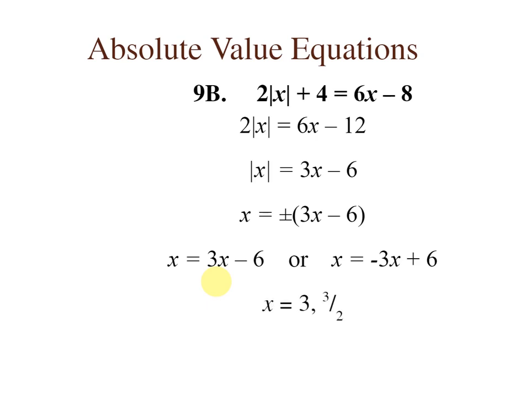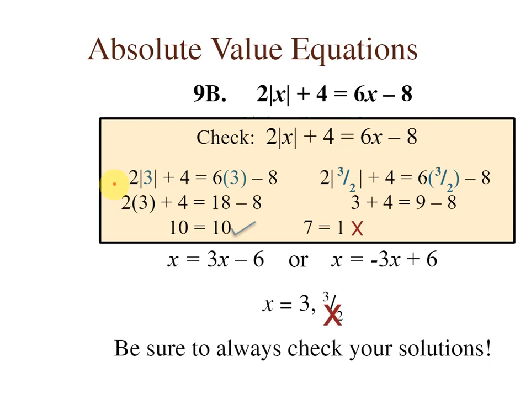Hopefully you got x is equal to 3 and x is equal to 3/2 or 1.5. And when I plug both of these in, what I'm going to find is that the 3 makes the original equation true. However, the 3/2 or 1.5, well, the absolute value of 1.5 is 1.5, and 2 times 1.5 is 3, and 3 plus 4 is equal to 7. But 6 times 1.5 is equal to 9, and 9 minus 8 is equal to 1.